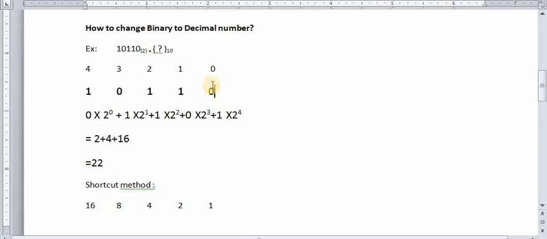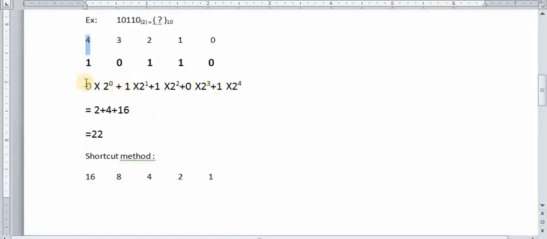write down 0 multiplied by 2 to the power 0, plus 1 into 2 to the power 1, plus 1 into 2 to the power 2, plus 0 into 2 to the power 3, plus 1 into 2 to the power 4, like this. Now cut down all the zeros from it. 0 into any number will be 0, so don't write it.